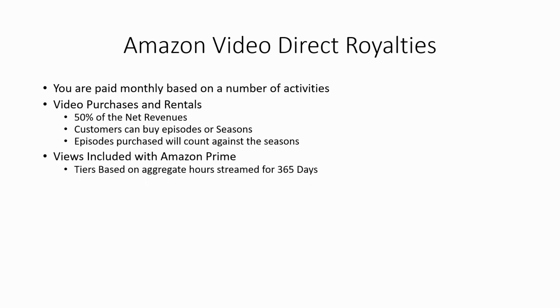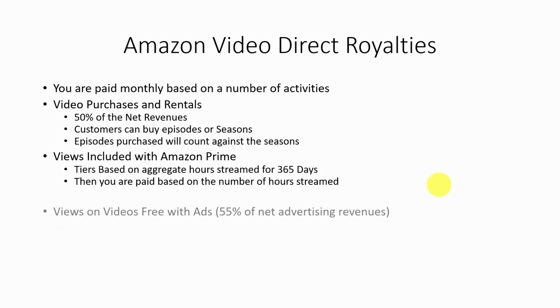And there are going to be different tiers of activity based on the aggregate hours streamed. So, for example, every year Amazon will determine how many hours people are streaming your videos, and that'll put you on a certain tier to be paid more or less. The more hours that people are streaming your videos, the higher your rate of pay, and you'll see that in the schedule. Now, once your tier is determined, then you'll be paid based on the number of hours actually streamed. So you'll have a tier, and then you'll have streaming that will take place. And again, the higher your tier, the higher the rate of pay.